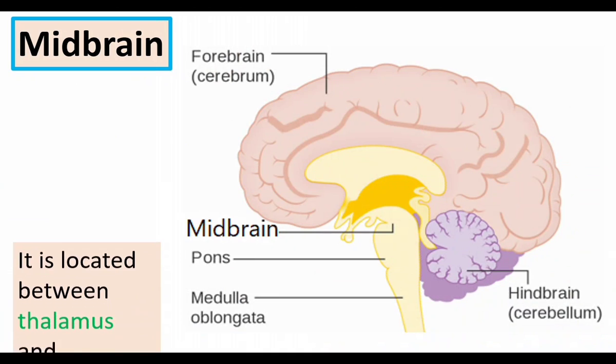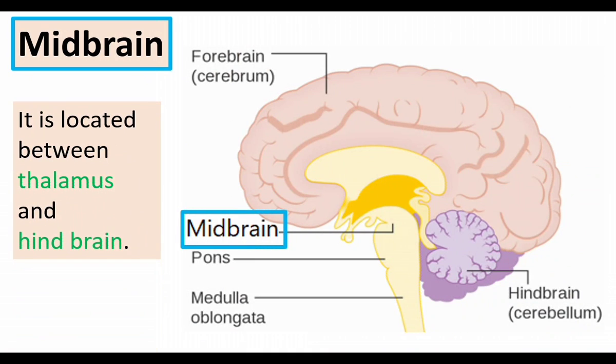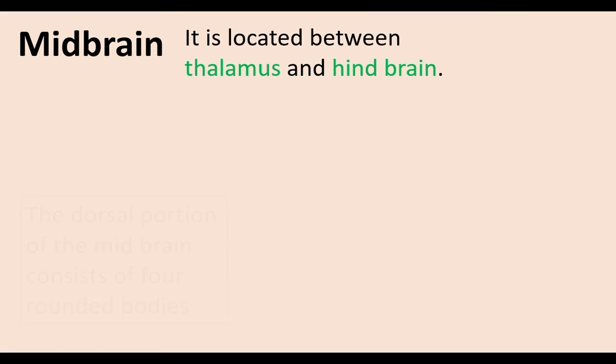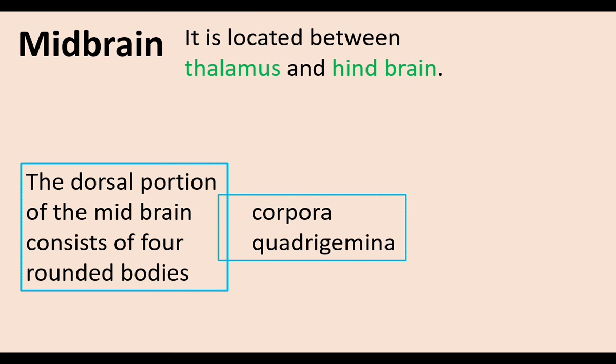Midbrain is located between thalamus and hindbrain. What is the location of midbrain? It is located in between thalamus and hindbrain. The midbrain has four rounded bodies in the backside. The dorsal portion of the midbrain consists of four rounded bodies called as Corpora quadrigemina. Corpora quadrigemina are four rounded bodies found on the dorsal part of midbrain.